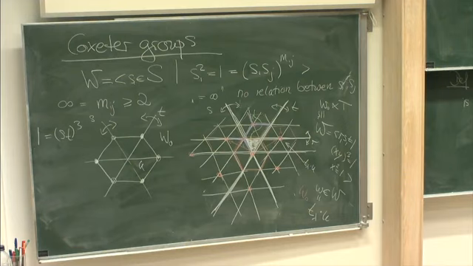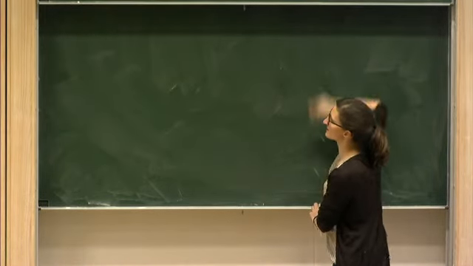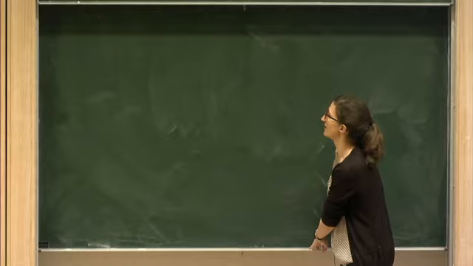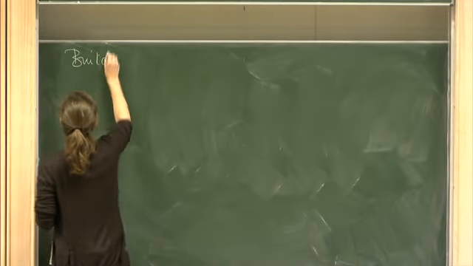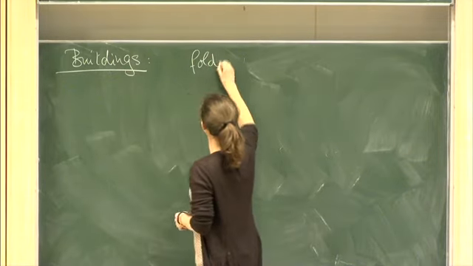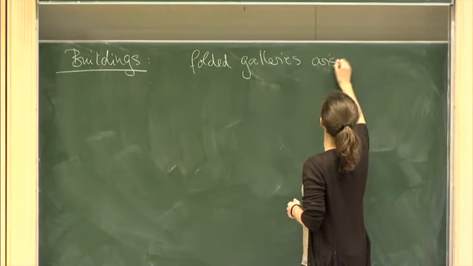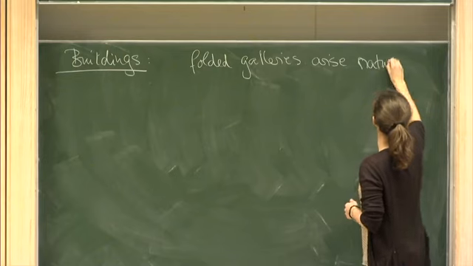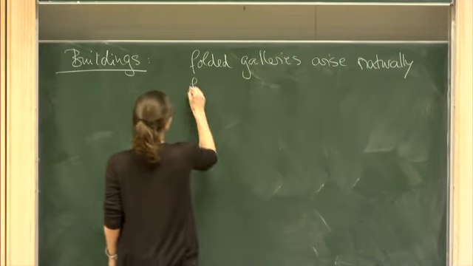Okay, let me take a little detour to buildings to show you that these folded galleries arise very naturally in buildings. And they arise from retractions.